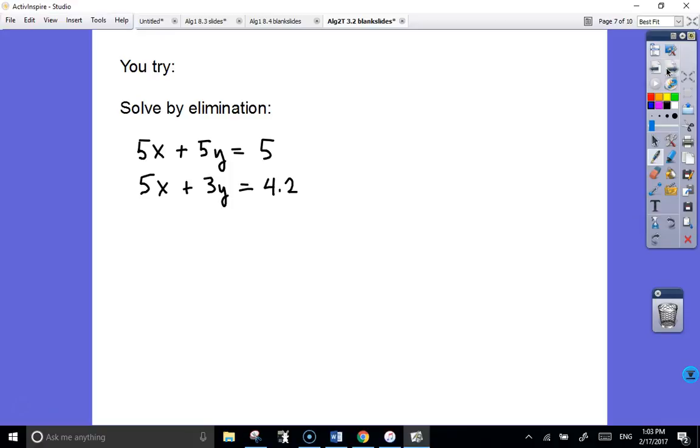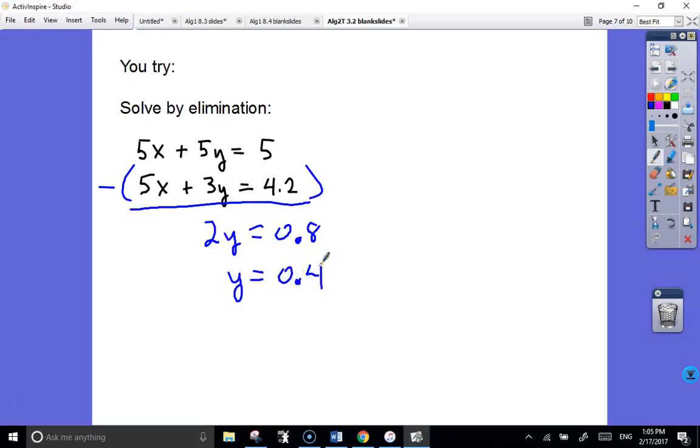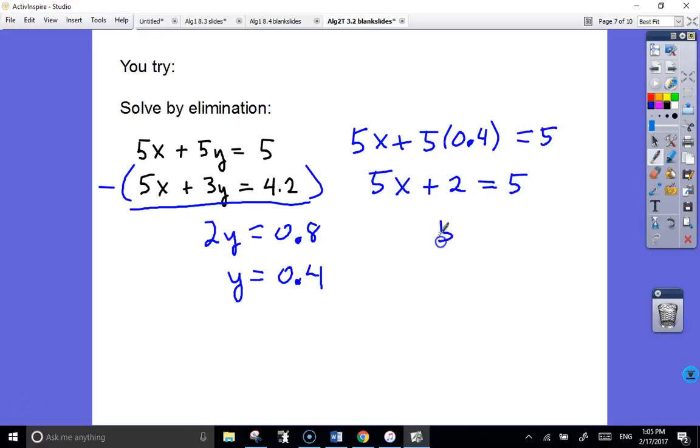Okay, let's try that one. So what do you do in this one? Just subtract. They're all set up to subtract already, so just subtract. So the x's cancel. 2y equals 0.8. So y equals 0.4. And then go up to one of these, doesn't matter which one. How about the first one? 5x plus 5 times 0.4 equals 5. So 5x plus 2 equals 5. 5x equals 3. x equals 3/5.